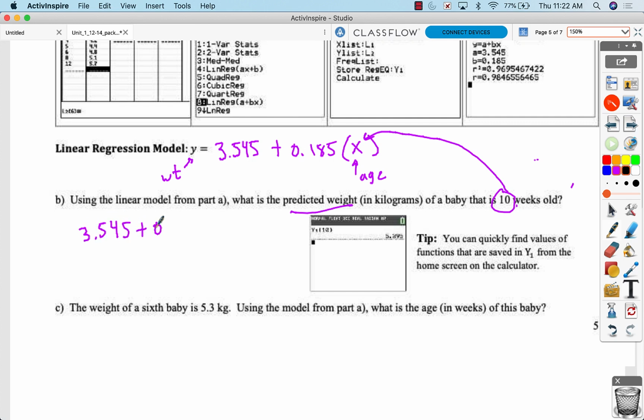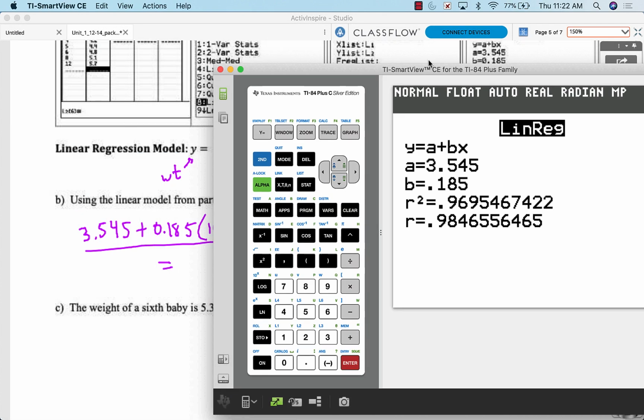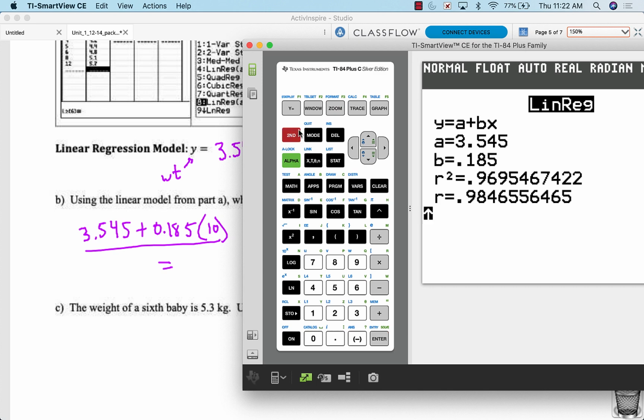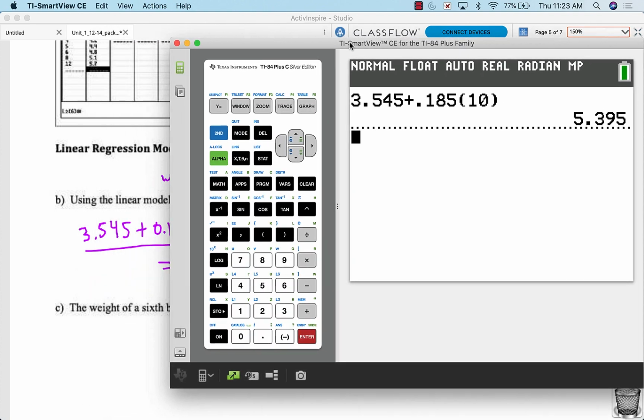3.545 plus 0.185 times 10. You'd have to show that. You'd have to show this whole thing to get credit for work. There are some shortcuts you could take, and to be honest, I'm not going to spend a lot of time on the shortcuts. I'm just going to show you how to do it, because I don't think it's good sometimes to take too many shortcuts. I just put 10 in there. Okay, so 5.395.